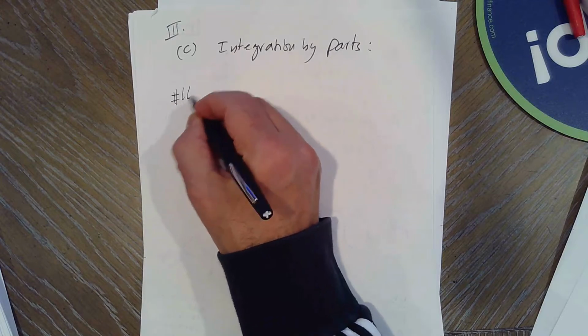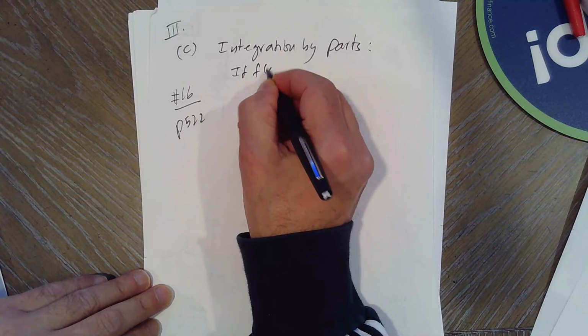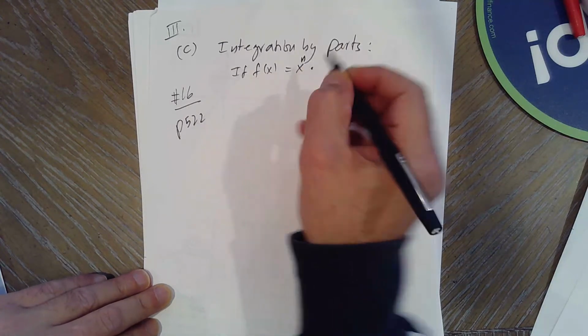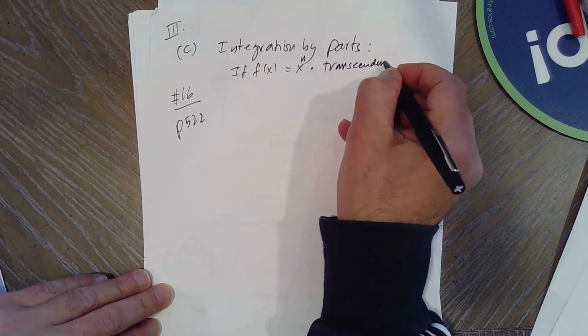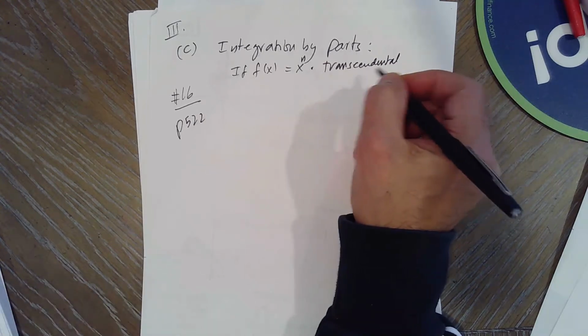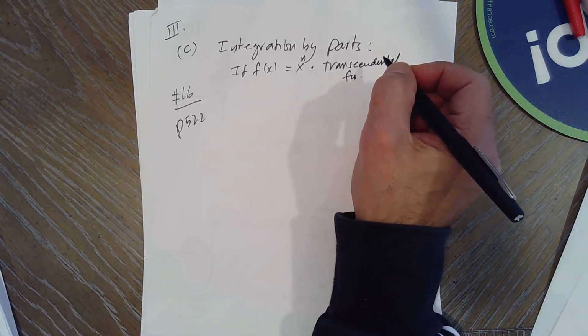So like number 16, page 522. So usually if f of x was x to the n times a transcendental function, like sine, cosine, tangent, log, then you use integration by parts. And sometimes it works for other stuff too.